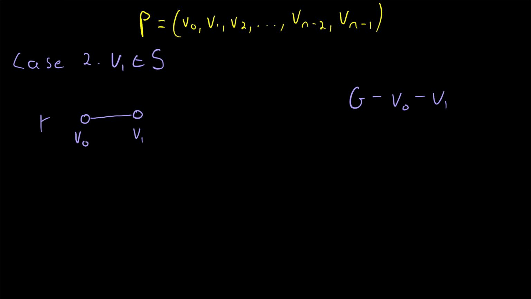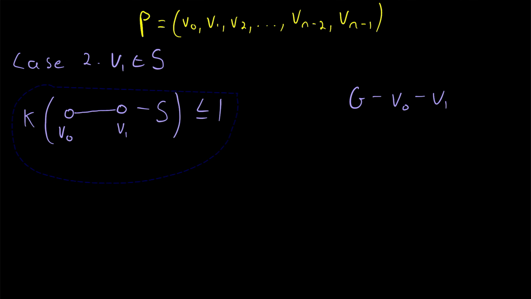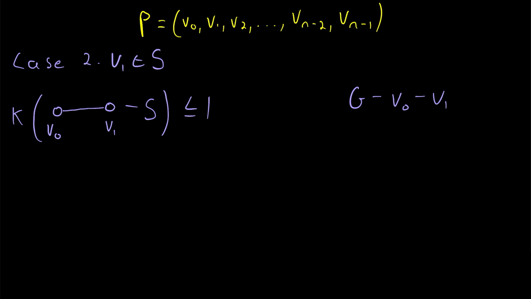So this is kind of an abuse of notation here, but we're going to write it like this. The number of components in this graph minus the vertices of S is certainly less than or equal to 1. Whatever vertices of S are getting deleted from this graph, we're definitely going to have no more than one component. So we can set that to the side a little bit and now focus on this graph.